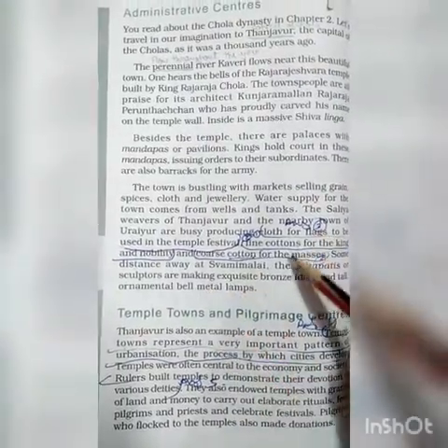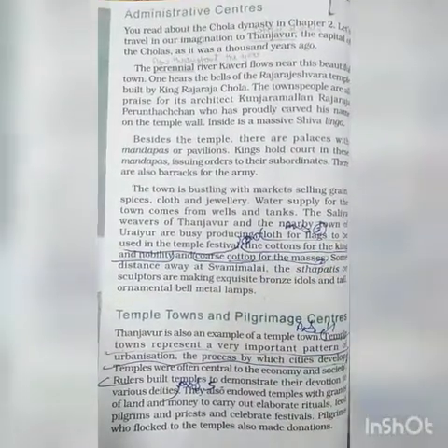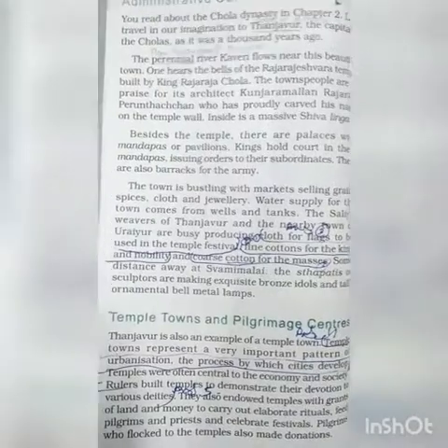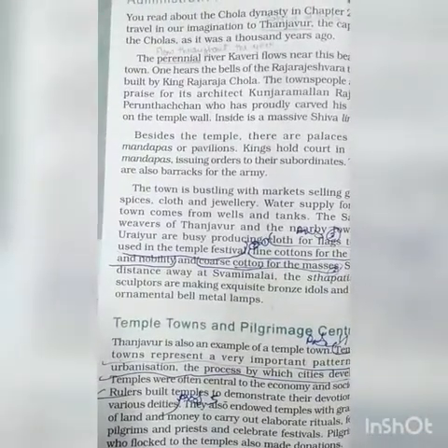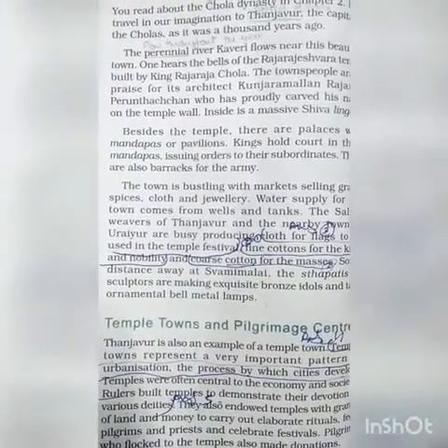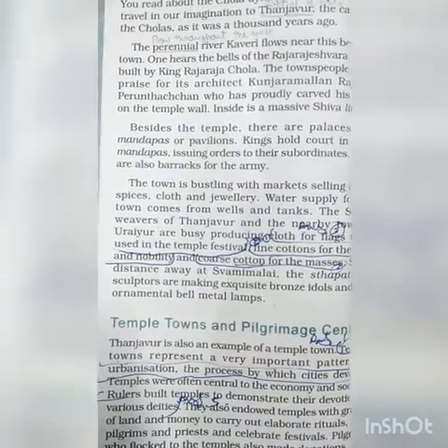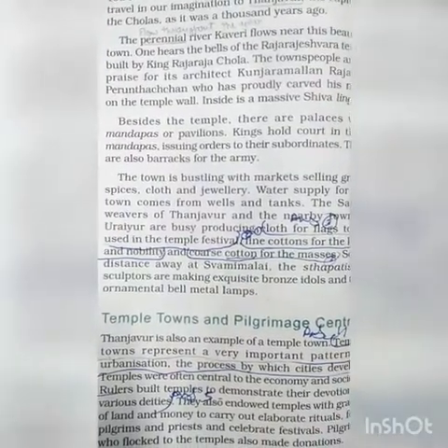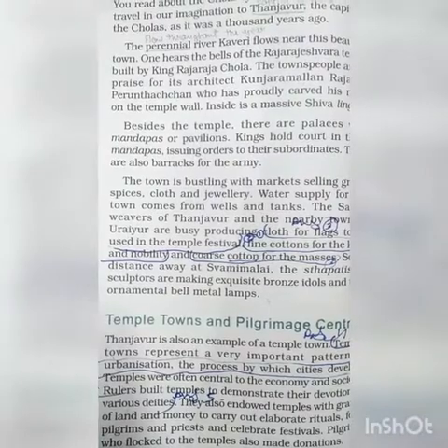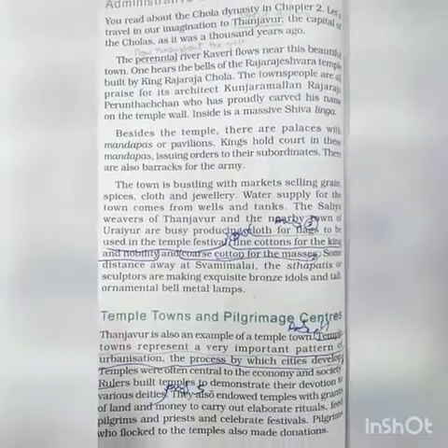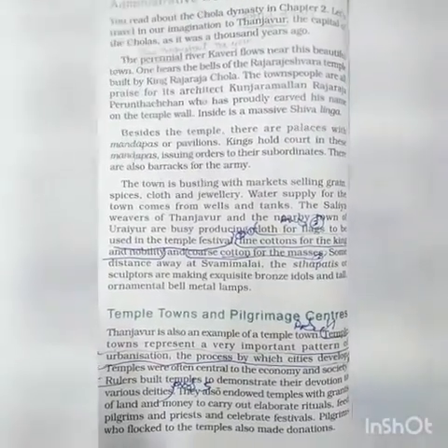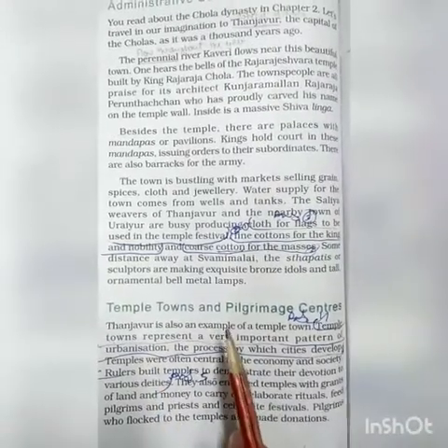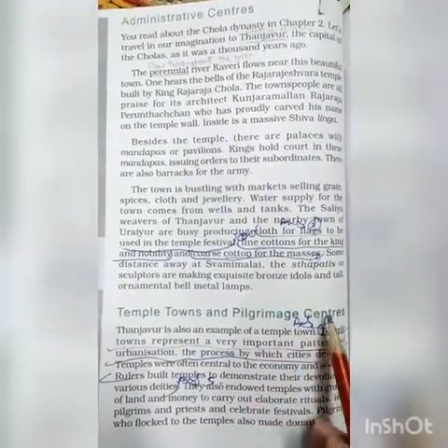Other than this, I must tell you, under the Delhi Sultans, Delhi served as their capital. Under the Mughals, Delhi, Agra, Lahore, and Fatehpur Sikri served as their capital centers. Now, let's move on to the temple towns and pilgrimage centers.